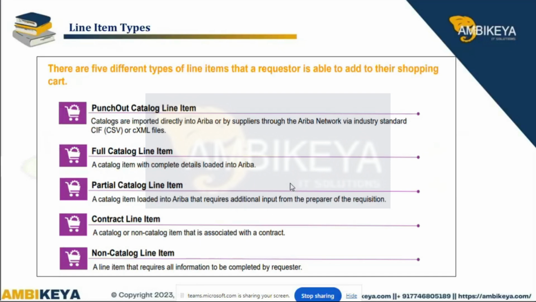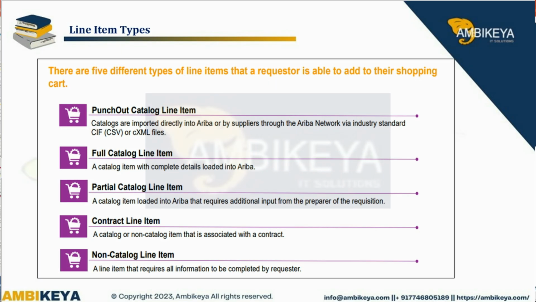There are five different types of line items that a requester is able to add to their shopping cart. One is a punch out catalog item. Does anyone know about a punch out catalog item? Like a symbol of a punch out where it will take you to the seller portal. Okay, and we also have a full catalog. So, do you know any difference between full catalog and punch out catalog? No, punch out catalog I know. I don't know about full catalog.